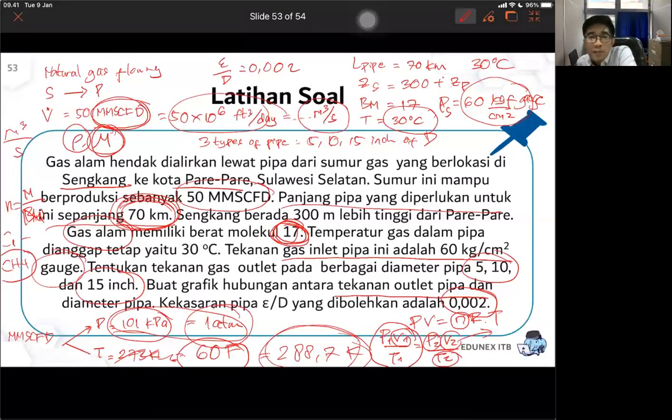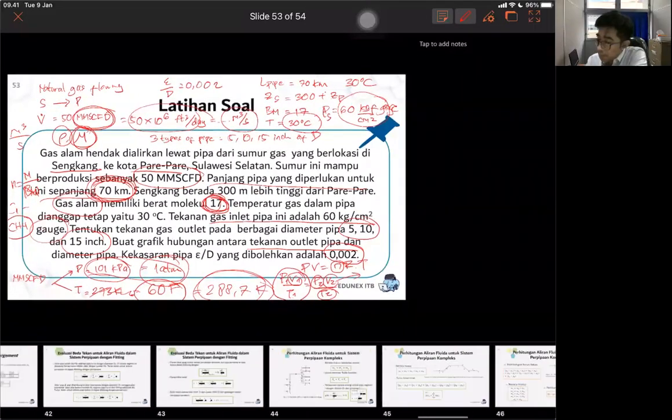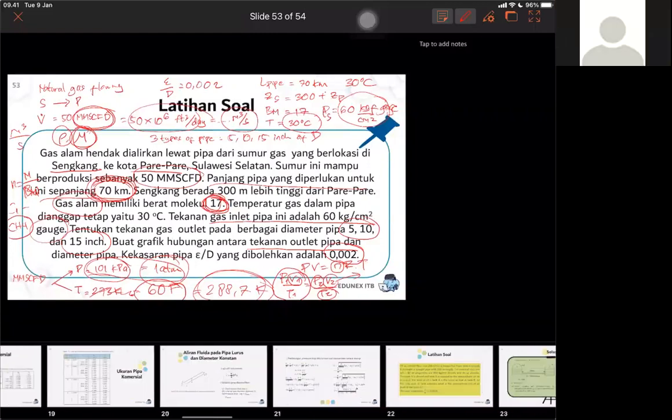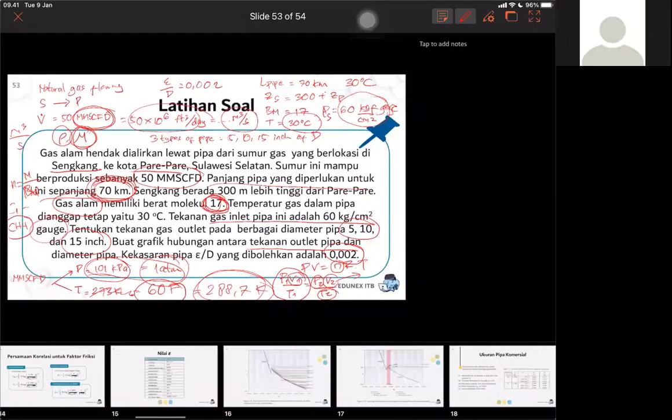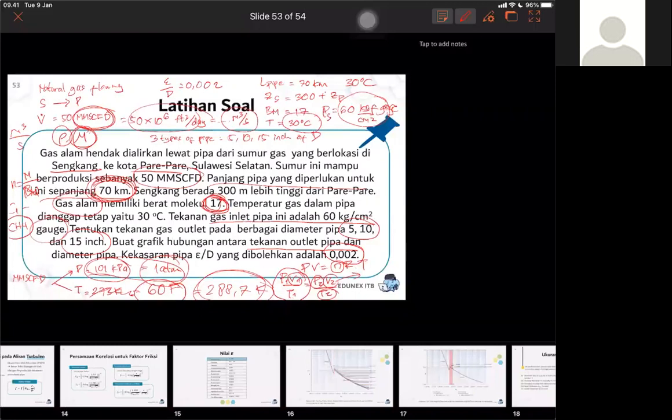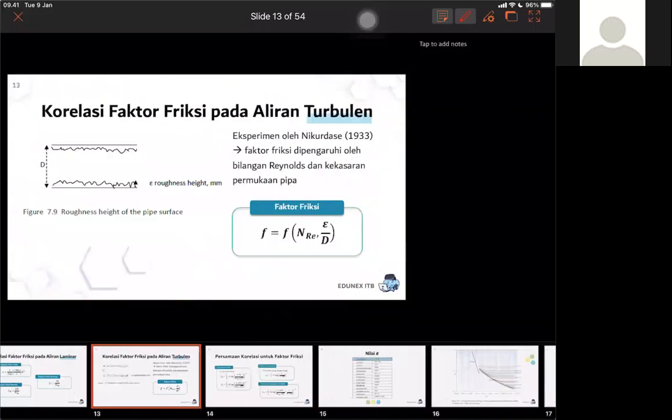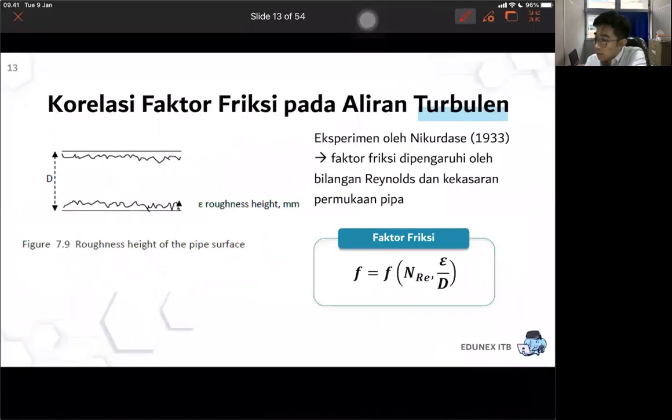Okay, any question from others maybe? Sir, I have another question. About the Fanning friction factor, we were told you can put it as a function of epsilon over D and Reynolds number, sir. What's actually the equation? Basically, you can use two methods.